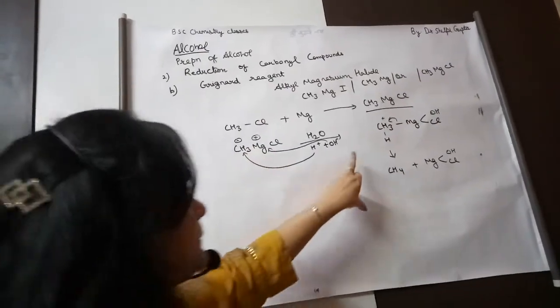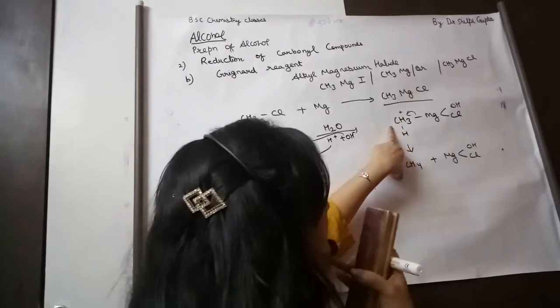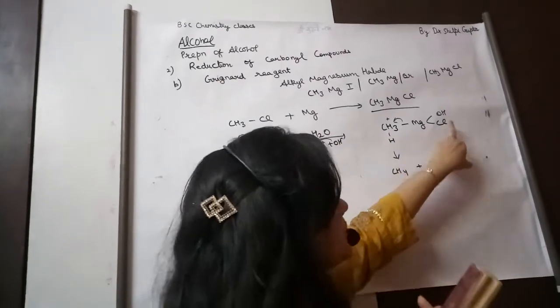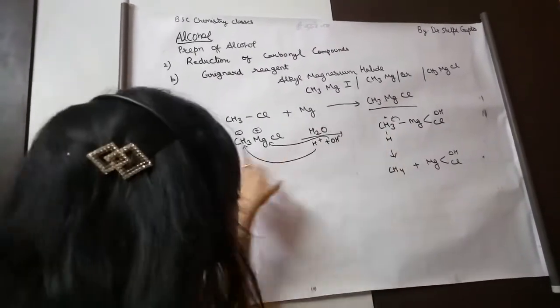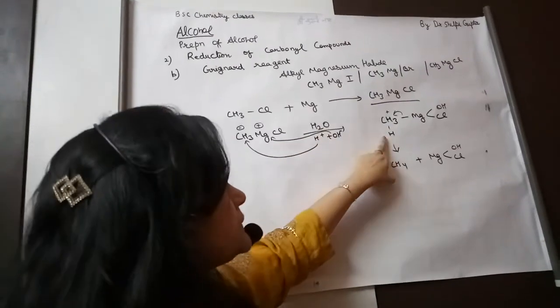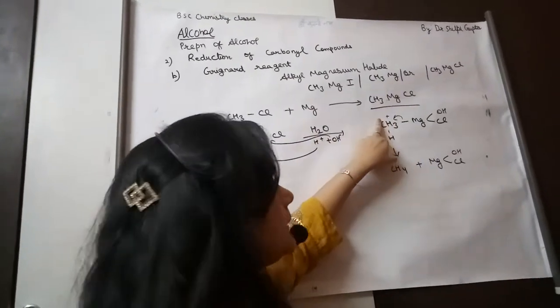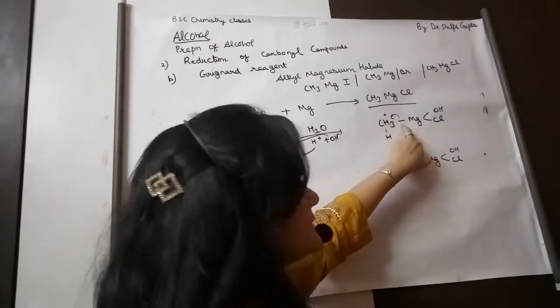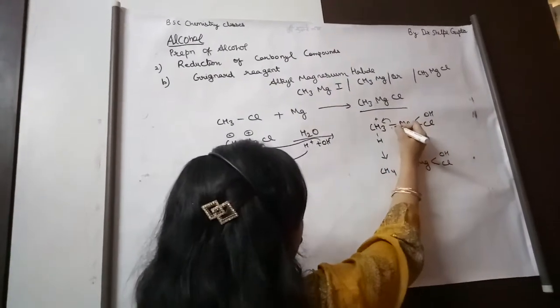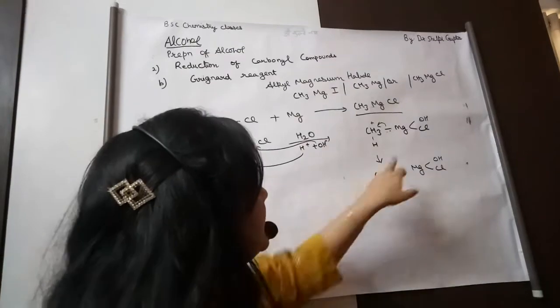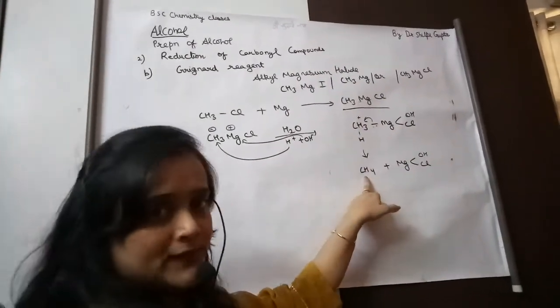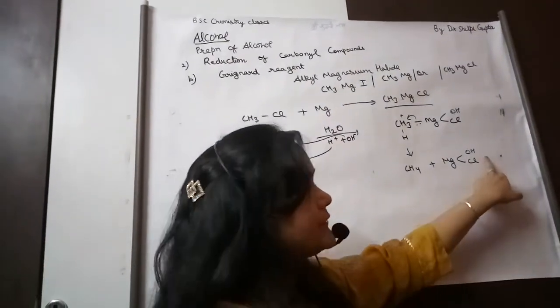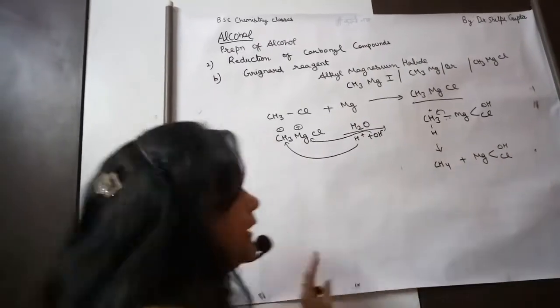Then what will happen? Intermediate compound will form, CH3H MgOHCl. Since it has shared its lone pair of electrons with hydrogen, it will become electron deficient. So it will take this bond, this lone pair of electrons, and will break down and will form methane and magnesium hydroxy halide. Okay, is it clear?